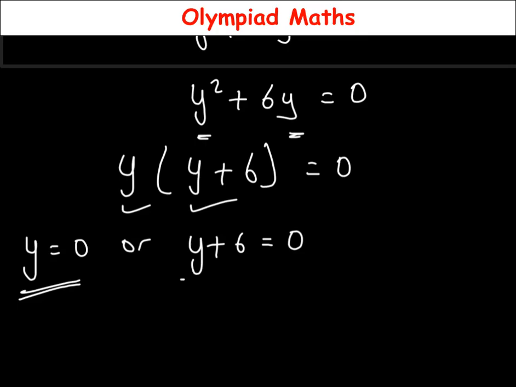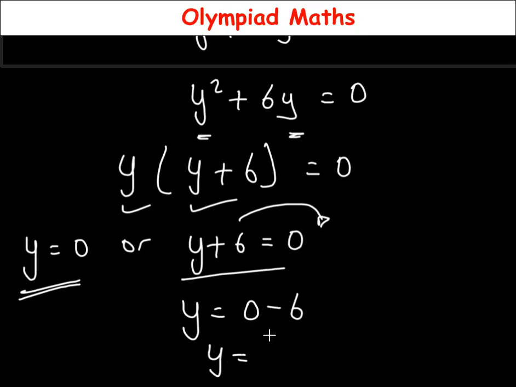Now looking at this linear equation, y + 6 is equal to 0, move plus 6 over to this side of the equation. This becomes y is equal to 0 minus 6. If plus 6 crosses the equality sign, it changes to minus 6. So y is equal to 0 minus 6, which is minus 6. And with this, we've gotten the solutions for y using the first method.